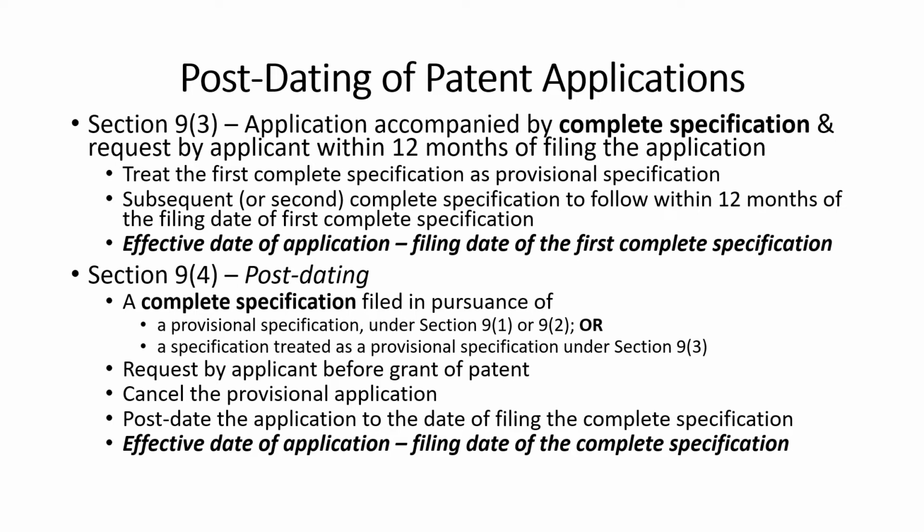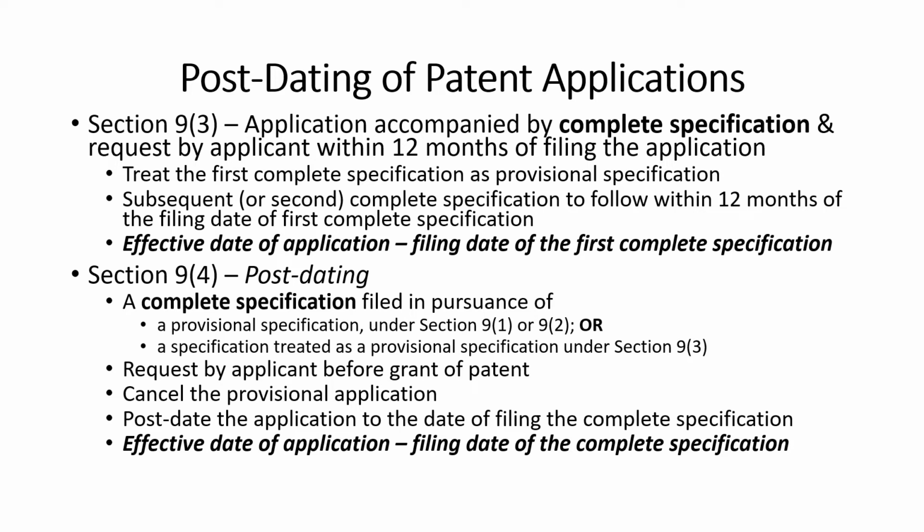So whatever complete specification you file, you ask the controller that it should be converted to a provisional specification. And then Section 9.1 provides that you can file a complete specification from a provisional specification within a period of 12 months. So within the period of 12 months, you can follow it up with a subsequent or second complete specification, counting from the filing date of the first complete specification. So very briefly, you file a first complete specification, then you ask the controller to convert it to a provisional specification, and then within 12 months of the first complete specification, you file a second complete specification. So the effective date of the application would be the filing date of the first complete specification.